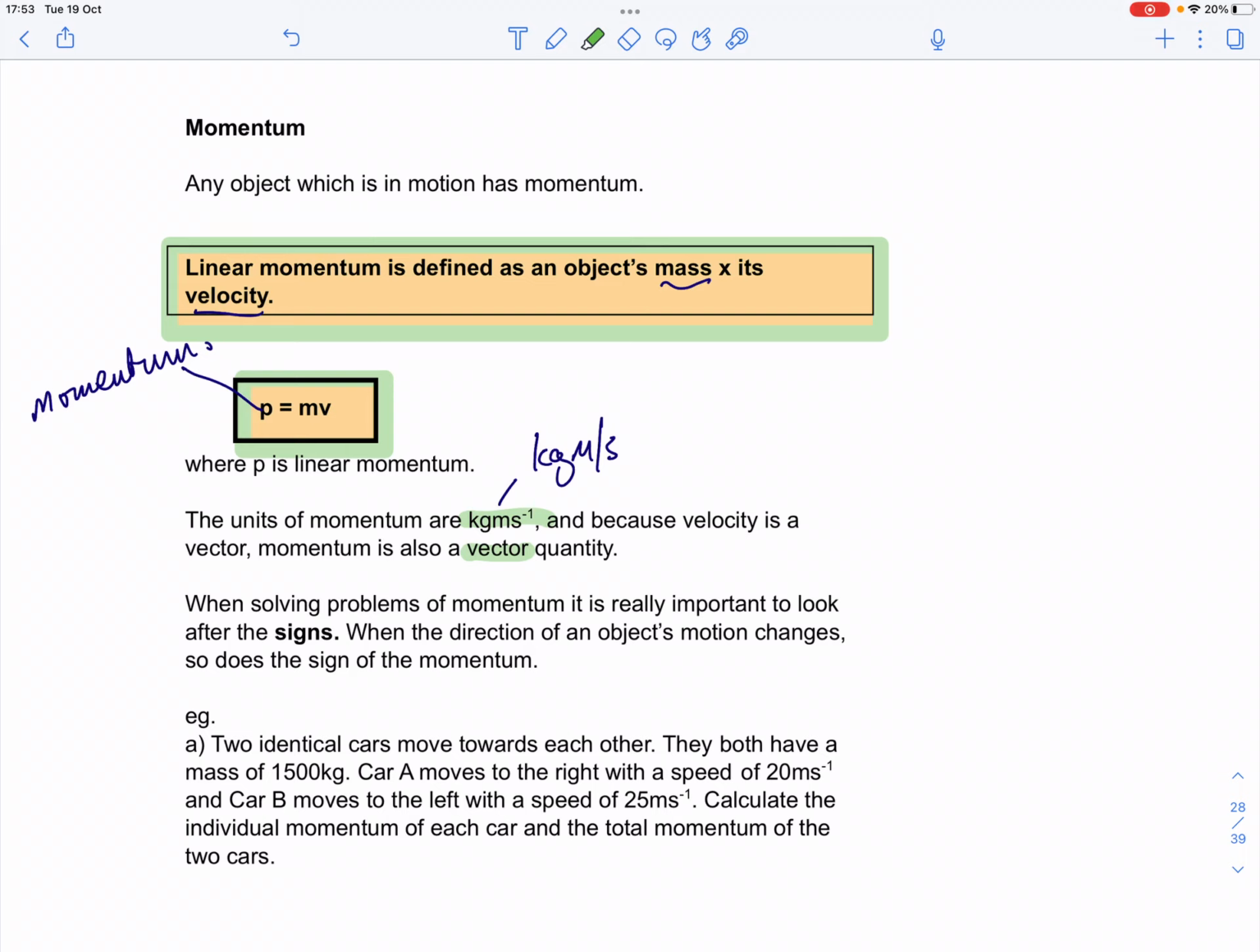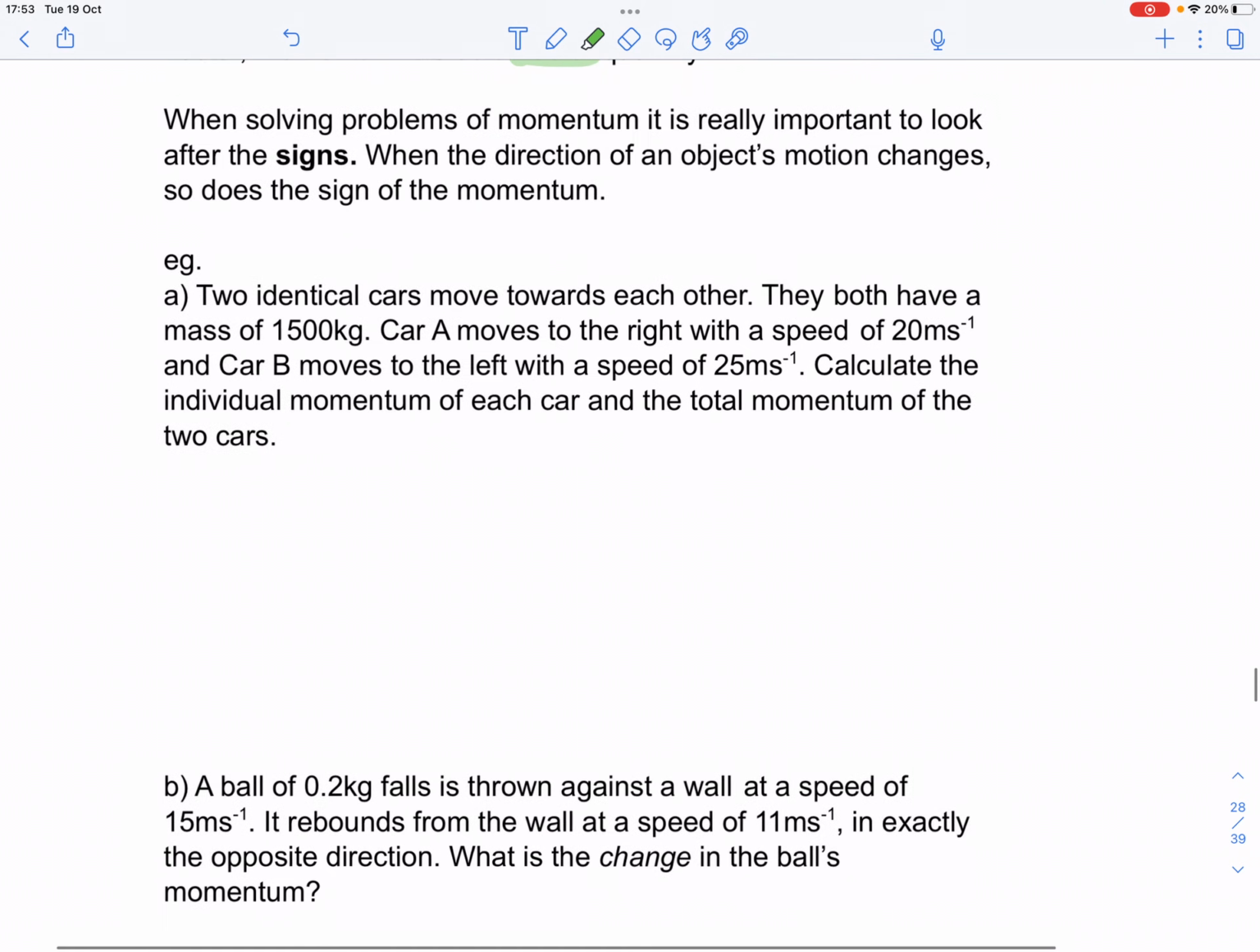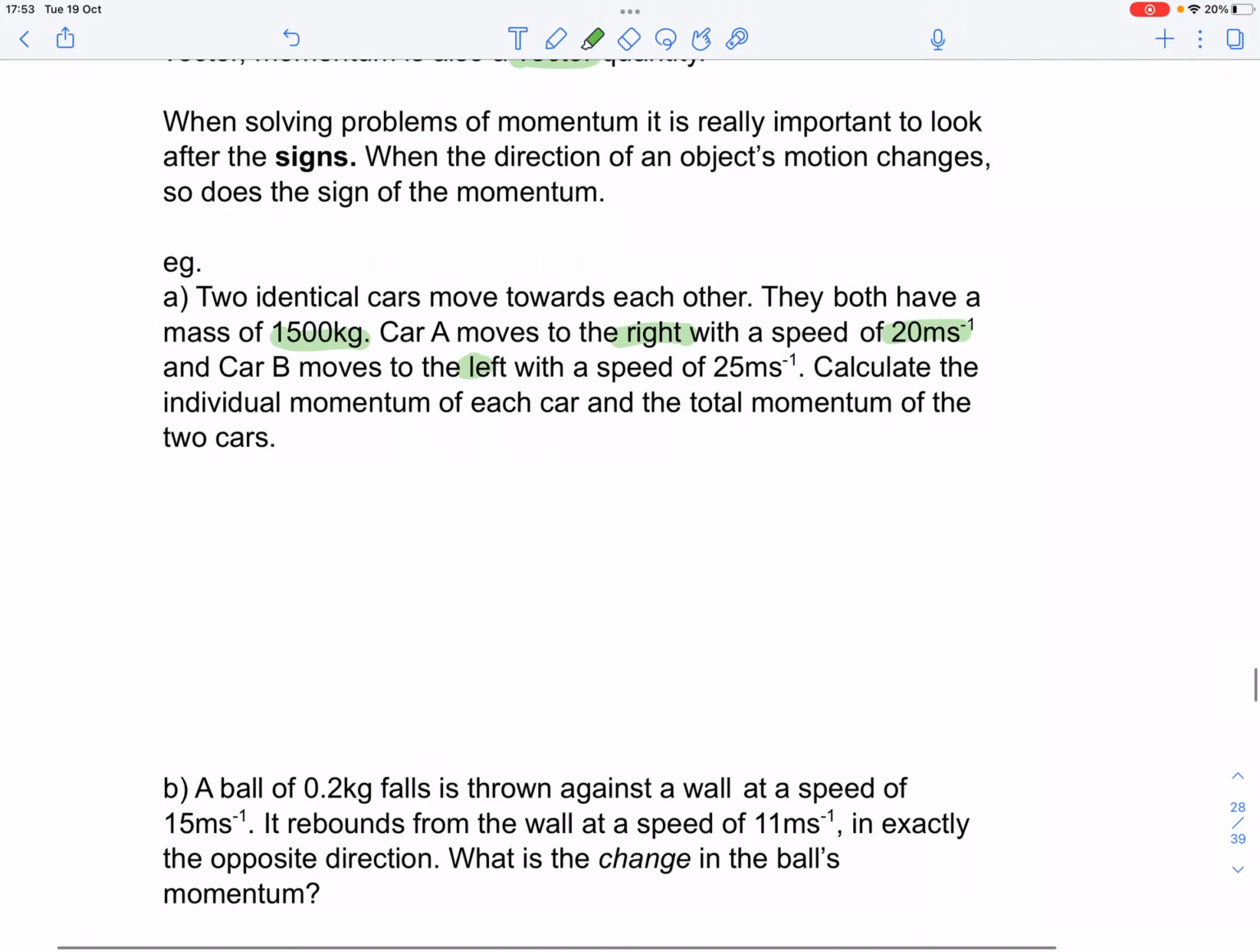So we're going to have a look at these two questions to demonstrate the importance of the signs and show you how to use this equation. Here's the first question. We have two identical cars moving towards each other. Both have a mass of 1,500 kilograms. Car A moves to the right with a speed of 20 meters per second, and car B moves to the left with a speed of 25 meters per second. We're asked to calculate the individual momentum of each car and the total momentum of the two cars added together.